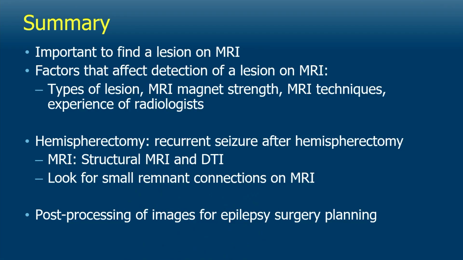Okay, so to summarize, it is important to identify a lesion on MRI, and we do spend a lot of time and with great detail looking through the MRI to see if we can find a lesion. Finding a lesion matters because it will help improve patient outcomes after epilepsy surgery. There are factors that affect the detection of a lesion on MRI. These include the type of lesion, the strength of the magnet, the MRI techniques, and the experience of the radiologist.